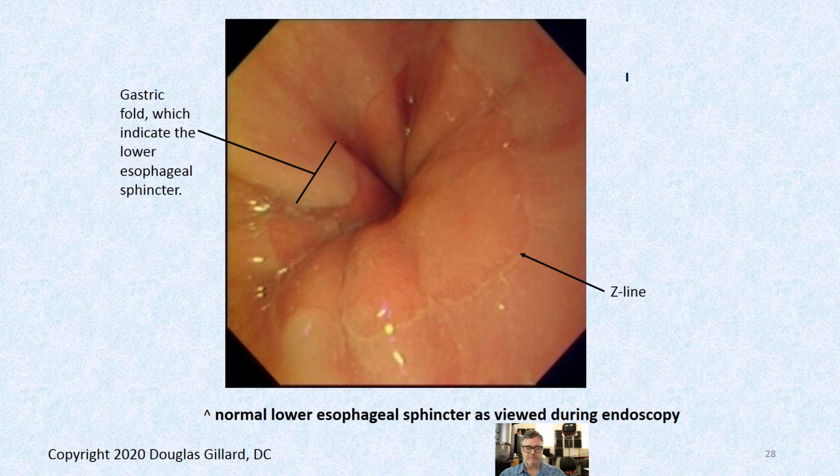No, that's the Z line. The Z line never looks like a Z, right? Does it? It doesn't look like a Z at all. But that's what it looks like. Is this a normal Z line? Yeah. This is smooth. Even though it's smooth, you can see the color difference, and it's at the level of the lower esophageal sphincter, so it's where it's supposed to be.